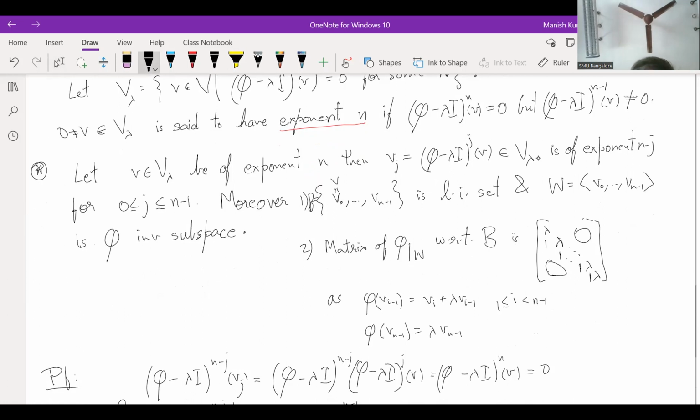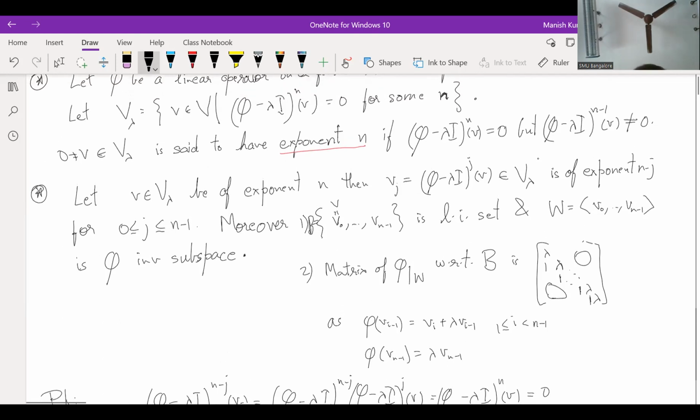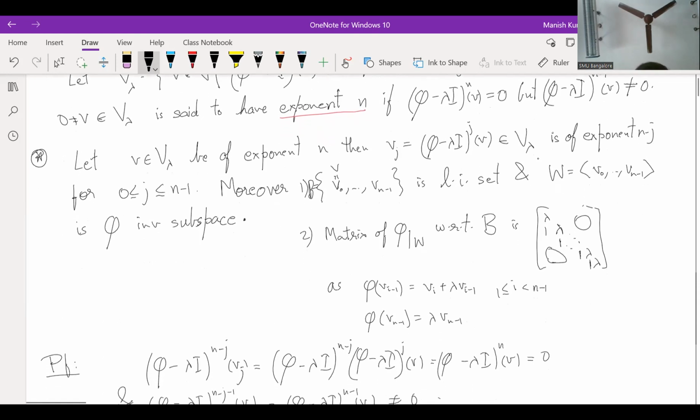Phi of Vi is Vi plus lambda Vi minus 1. And Vn minus 1 is of exponent 1, so it's actually an eigenvector. So phi of Vn minus 1 is lambda Vn minus 1. So this is the first result for today, and then we'll do more.